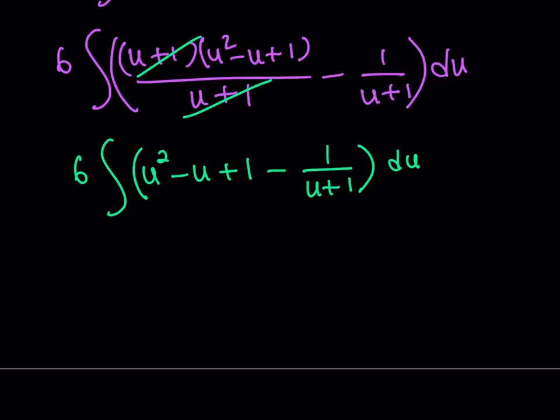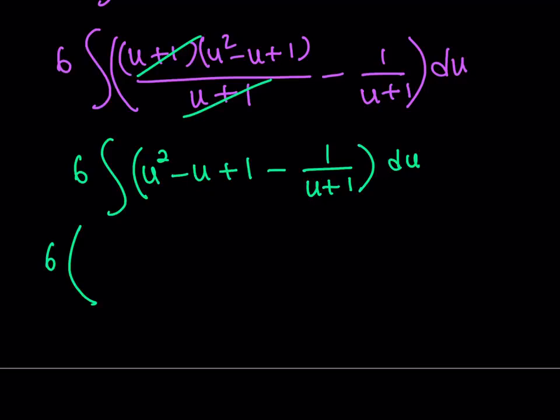Now, what am I going to do with this? Just integrate. And of course, the 6 is going to stay on the outside and will be multiplied by everything. And then we'll back substitute. Okay, let's go ahead and integrate this expression, which is fairly easy to do. So it's going to be 6 times the quantity.